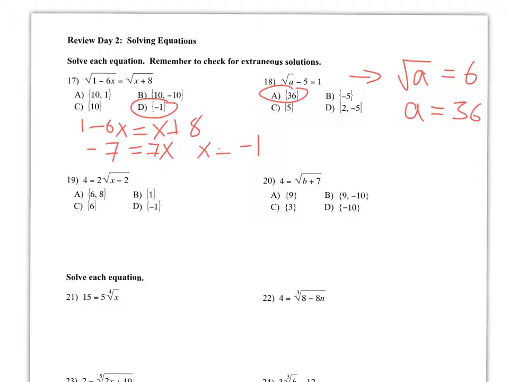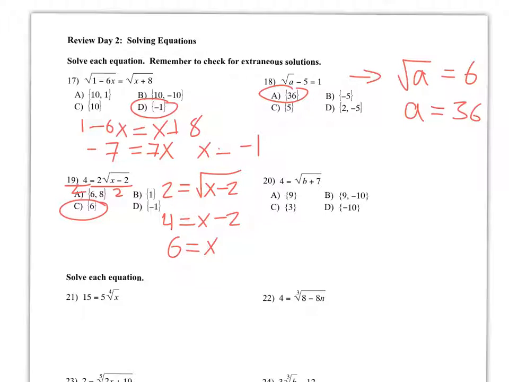For number 19, I'm going to start off by dividing both sides of this by 2. And I get 2 is equal to the square root of x minus 2. When I square both sides, we get 4 is equal to x minus 2. If I add 2 to both sides, I get 6 is equal to x, which is C.